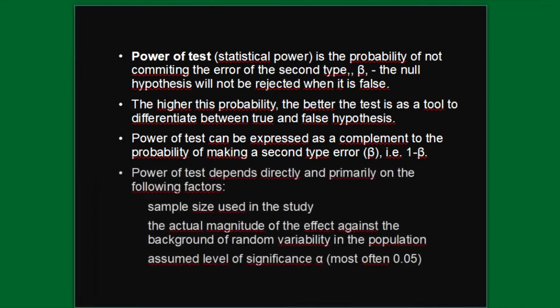The power of a test depends on the following factors: on the number of elements in the sample used in the test, on the real size of the effect in the populations, and on the level of significance assumed. Most of the time we assume 0.05.